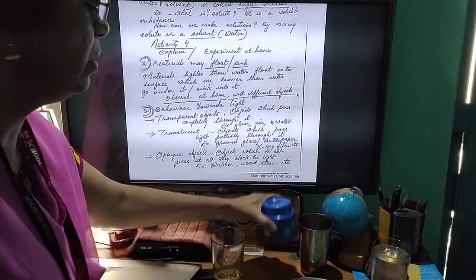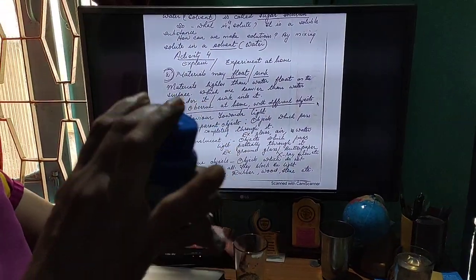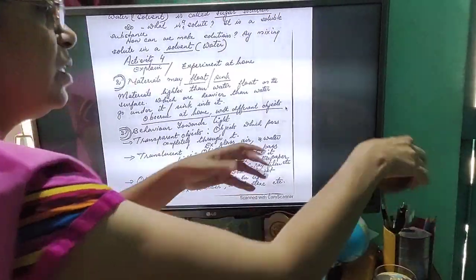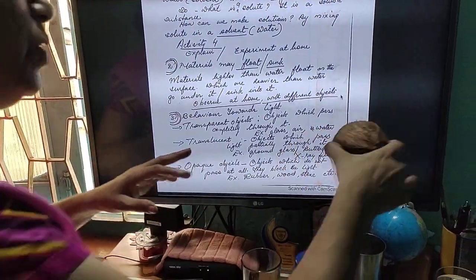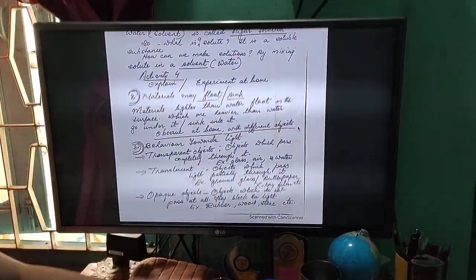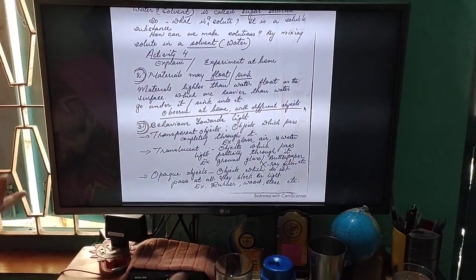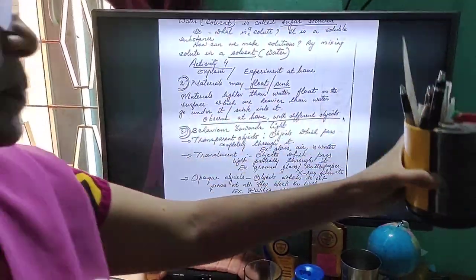Here, for example, if you speak about this container here, this is opaque. This coconut shell, this is opaque. Rubber. This metal plate, it's opaque. So many things are opaque. Many objects here. This pen stand which is here is opaque. Okay.